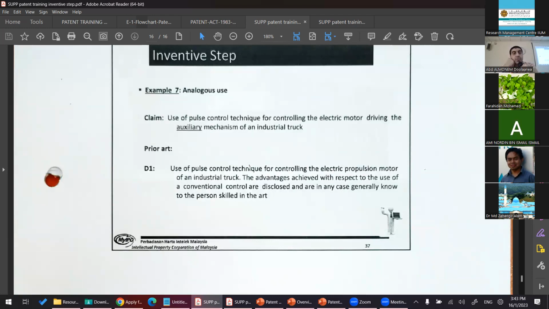Analogous use of pulse control technique for controlling the electric motor driving the auxiliary mechanism of industrial truck. Use of pulse, the prior art, the use of pulse control technique for controlling the electric propulsion motor of industrial truck. The advantage achieved with respect to the use of conventional control are disclosed and are in any case generally known to the person skilled in the art.